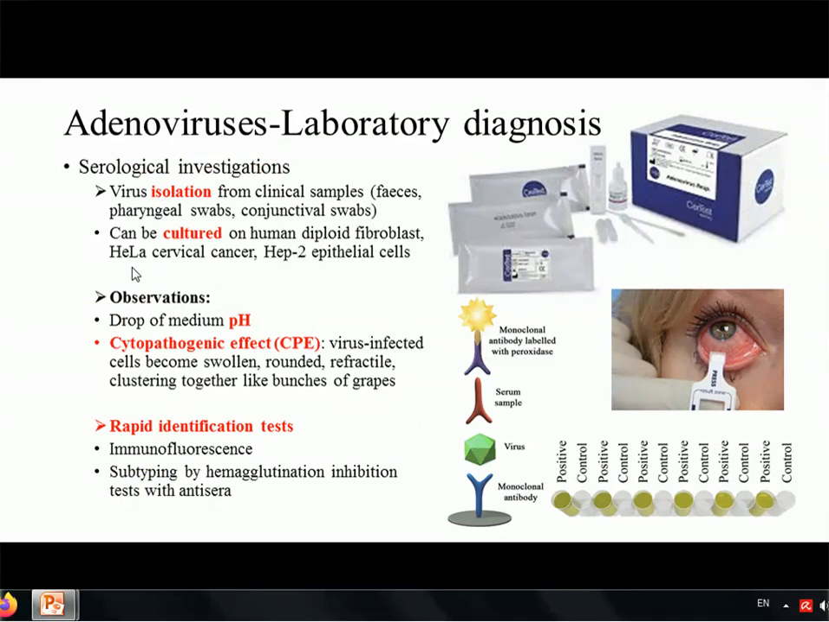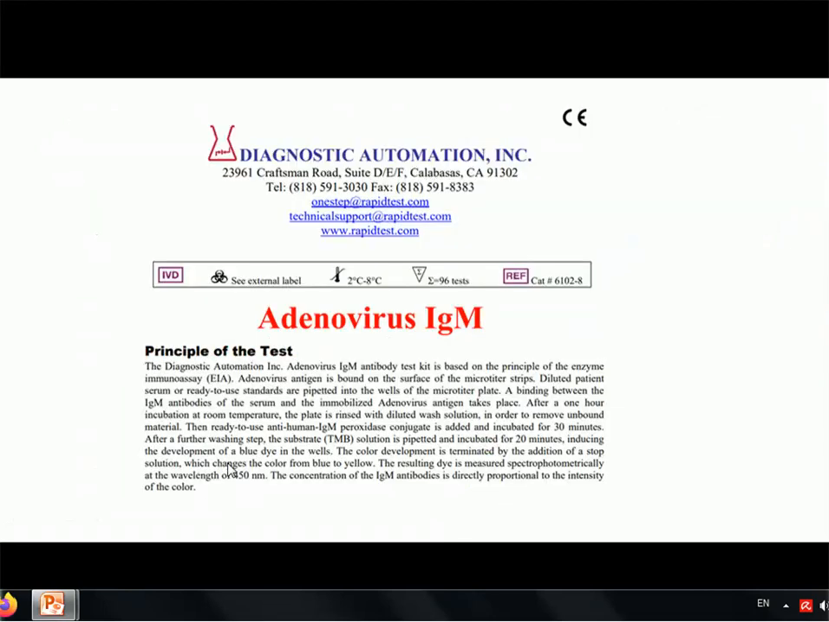In terms of diagnosis, viral diagnosis is normally done via serology. We use ELISA or antigen antibody interaction to identify the infection. Viral isolation is from clinical samples, either from an eye swab or conjunctival swab and other locations. Further on, it can be cultured, and once you culture them, we normally observe for the cytopathic effect. However, the most common method for viral infection diagnosis is antigen antibody interaction, where we detect the presence of adenovirus IgM in patient serum.